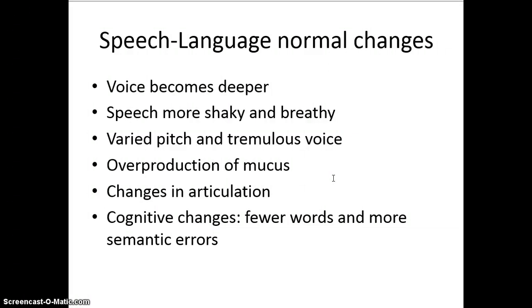Articulation changes. They decrease in respirations, causing that voice to get deeper. Changes to the larynx cause the pitch and maybe the tremulous voice as a result of that. And loss of teeth and decrease in elasticity and muscle tone causes change in some of the articulation. Many of your older adults struggle with dentures, getting them to fit, keeping them from causing problems with their ability to eat and also to speak.